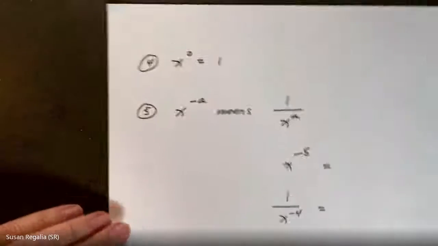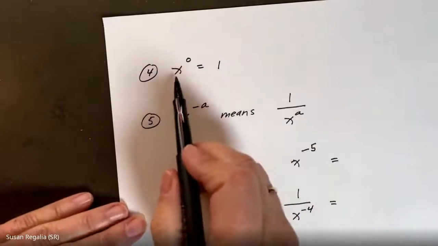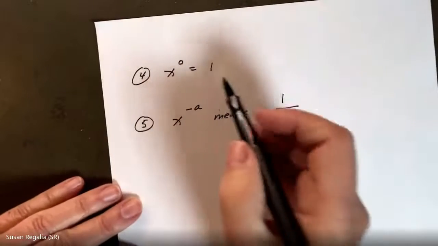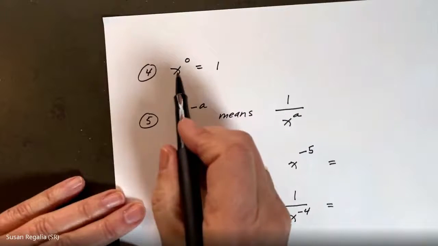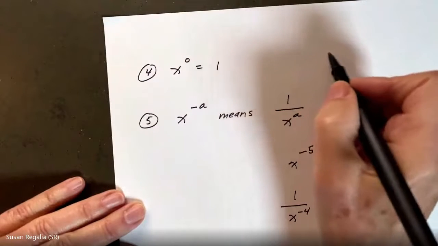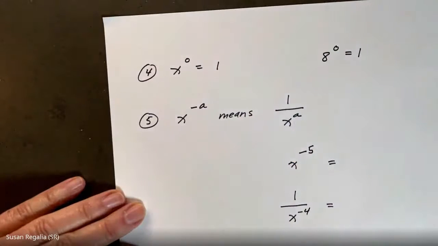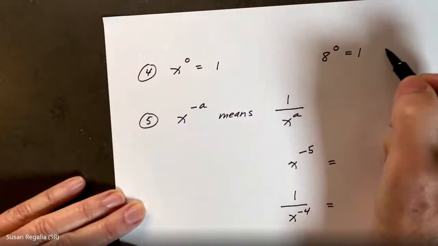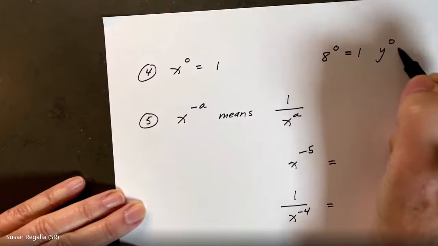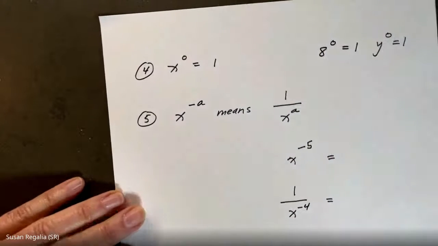Okay. The fourth property is that anything raised to the 0 power equals 1. This can be a variable, a number, anything. So if I have 8 to the 0 power, it equals 1. If I have y to the 0 power, it equals 1.